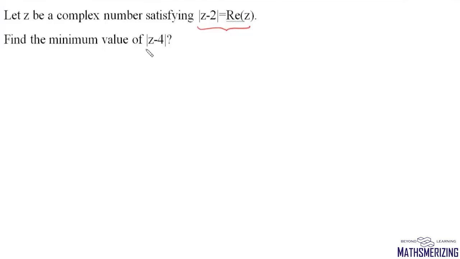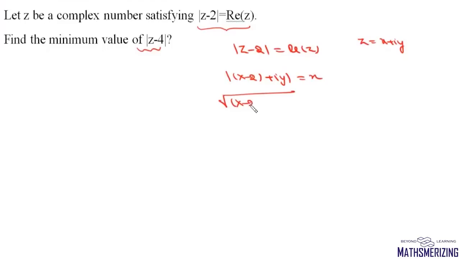Then we'll need to find the minimum value of |z - 4|. Now we are given that |z - 2| is equal to the real part of z. So we'll take z as x + iy. Now we can write this as |(x - 2) + iy|, and the real part of z is simply x. So it will be the square root of (x - 2)^2 + y^2 equals x.